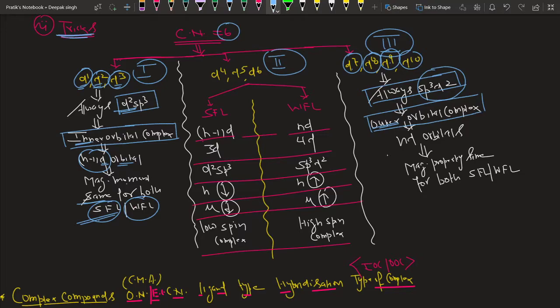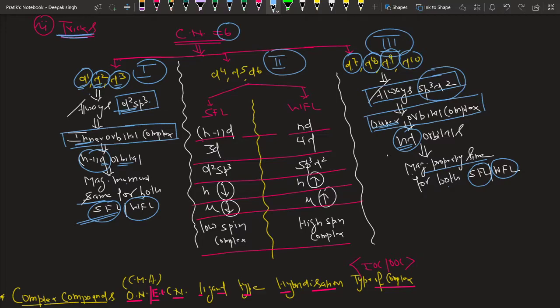Outer orbital complex means the d orbital of the valence shell, indicated by n, is involved in the hybridization. Again the same thing: the magnetic properties, even for strong field ligand and weak field ligand, will be the same. So if it is d1, d2, d3, irrespective of the ligand, the hybridization will be d2sp3. And if it is d7, d8, d9, d10, the hybridization will be sp3d2, and it is an outer orbital complex.